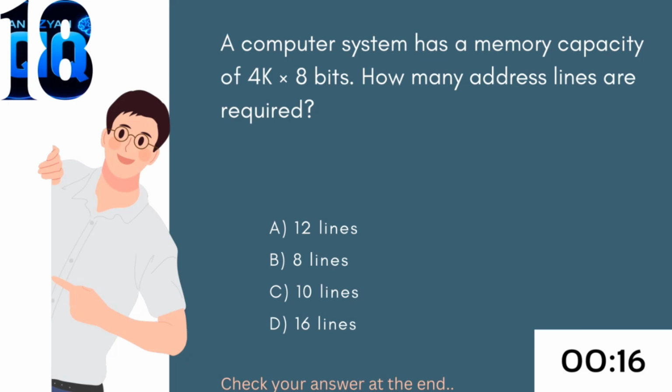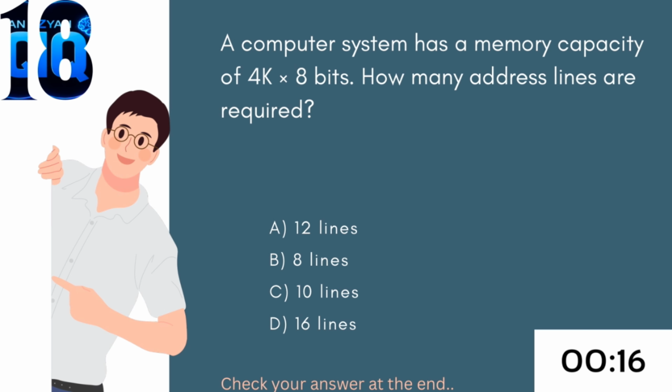Let's walk through this together. We have a computer system with a memory capacity of 4K by 8 bits. Now, what does that tell us? Well, 4K, which is 4096, represents the number of memory locations. Each location stores 8 bits, or 1 byte. The key question here is, how many address lines do we need to access all these locations?